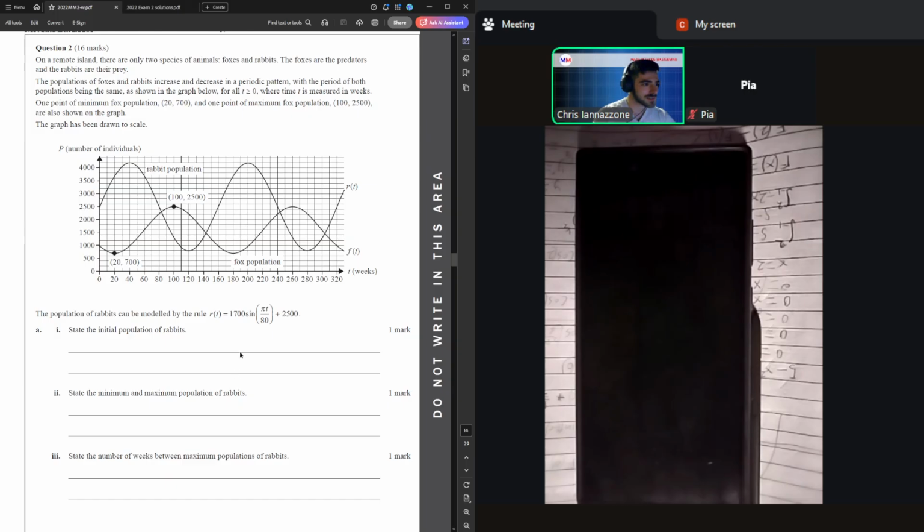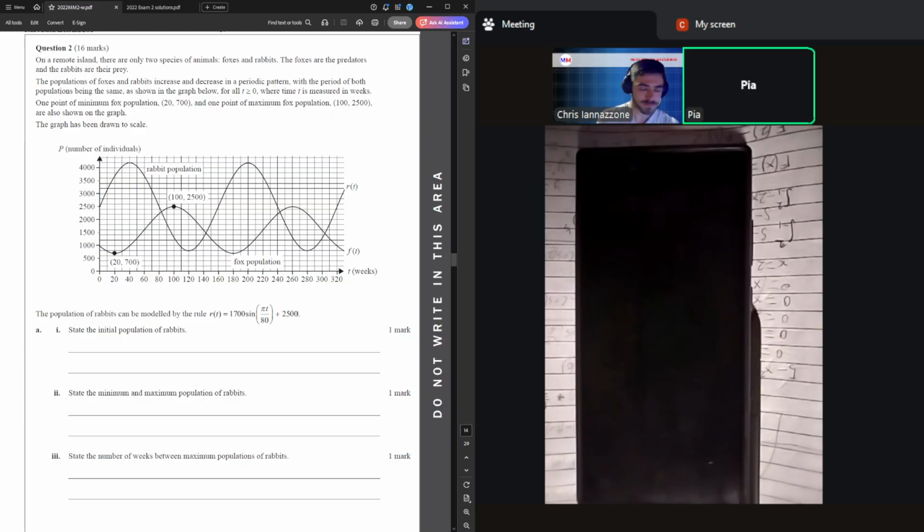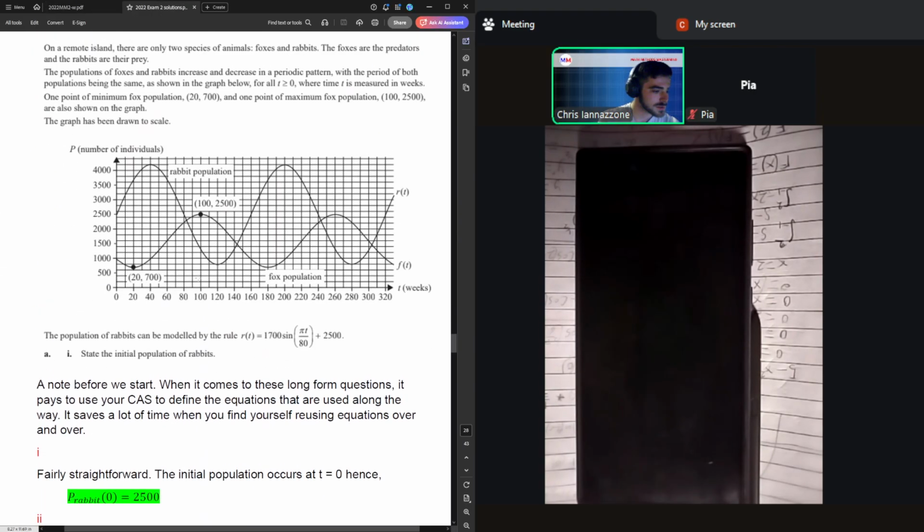More circular function stuff here. So we got foxes and rabbits. Here's the graphs of foxes and rabbits. You're told a minimum, but it's already on here as well. Maximum, it's also on there as well. Rabbits is that one. Find the initial population of rabbits, where this is a population equation. Would we just sub in 0? Something at 0 sounds like a really good idea. Nothing crazy. Define it in your CAS, sub in 0, you're going to get 2500.